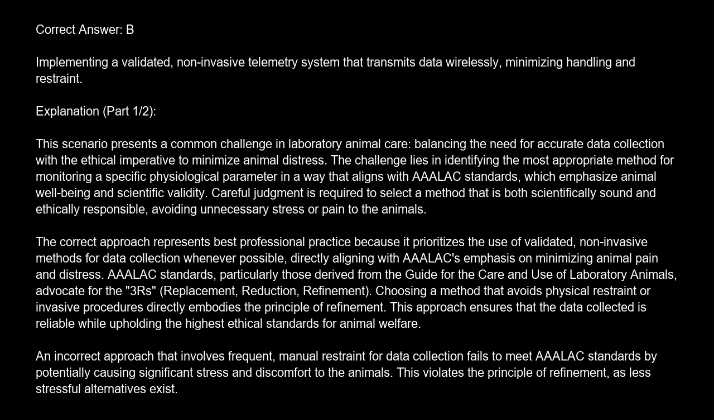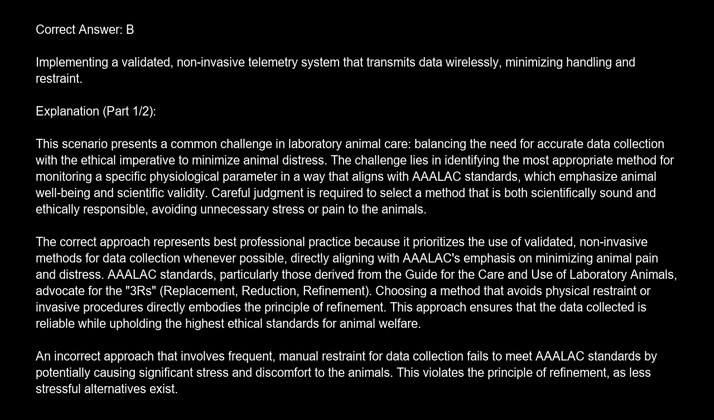Careful judgment is required to select a method that is both scientifically sound and ethically responsible, avoiding unnecessary stress or pain to the animals. The correct approach represents best professional practice because it prioritizes the use of validated, non-invasive methods for data collection whenever possible, directly aligning with AALAC emphasis on minimizing animal pain and distress.